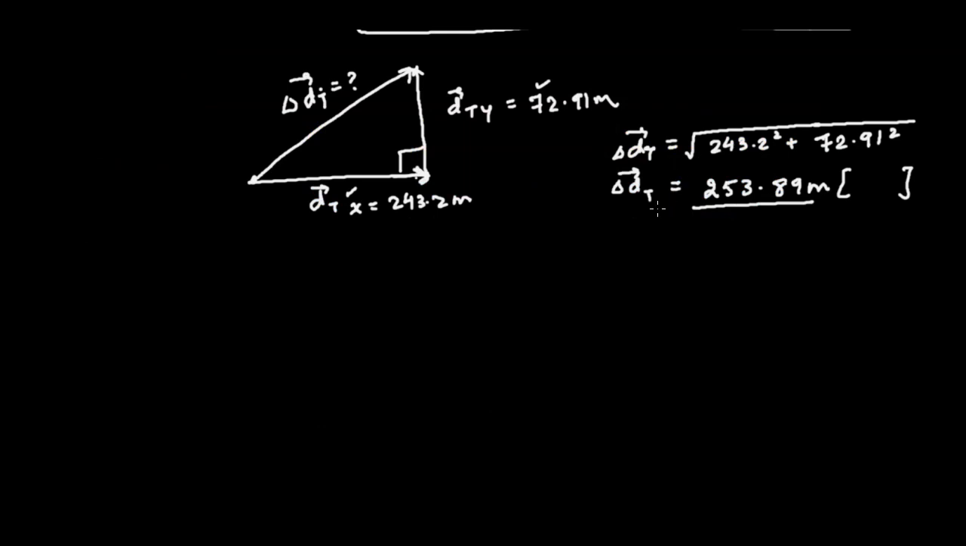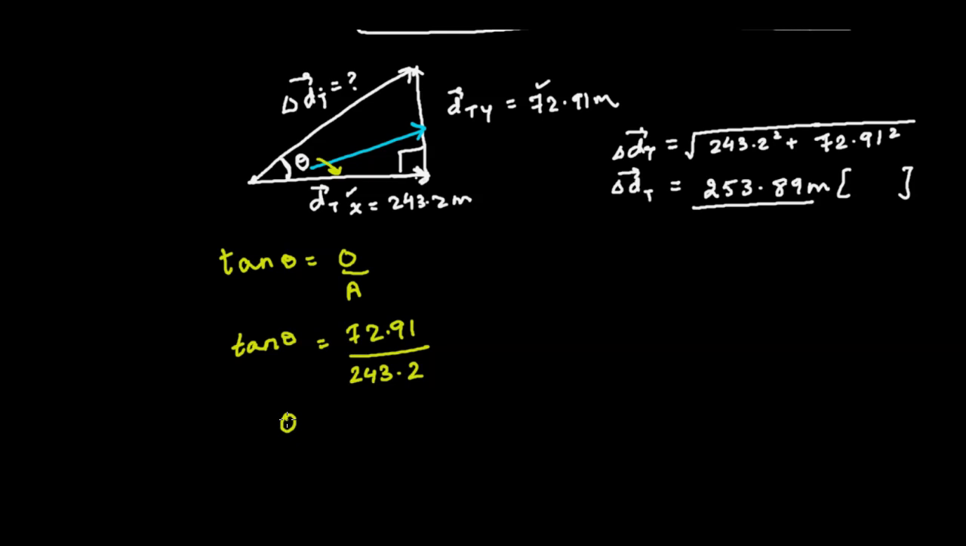In order to determine the direction of vector d total, that is here, we will represent it as angle theta. For this angle theta, we know the opposite value as well as the adjacent value. So we would use the trig ratio tan theta is opposite over adjacent, which is 72.91 meters divided by 243.2 meters. And finally, to get angle theta, we will be doing tan inverse of 72.91 over 243.2. This would give us the angle 16.9 degrees. We can always round it to the nearest whole number.